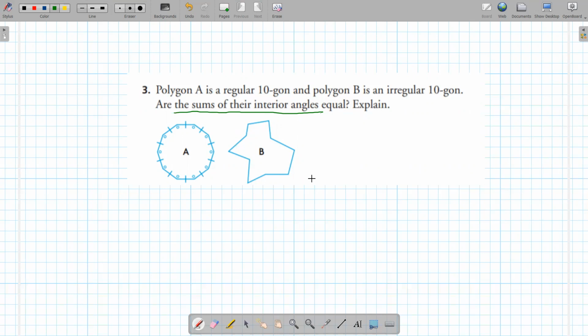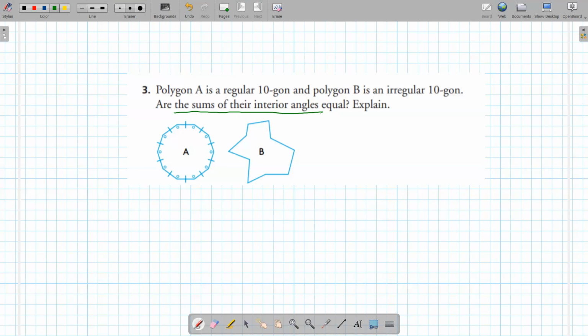What do you think? No. What's the logic behind that? I don't know. They don't look equal, is that it? They don't look equal, that's true. But the answer to this question is that they are equal.